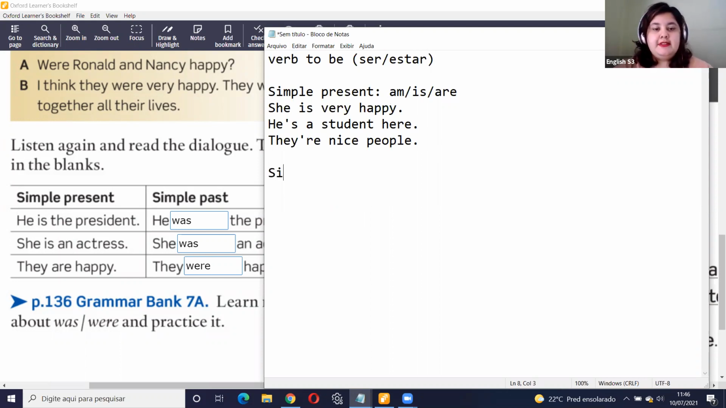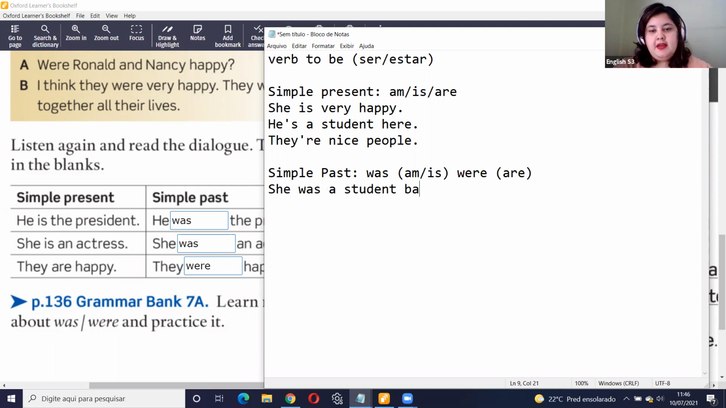And if we use it in the simple past, we use was in the case of am or is, and were, which is the past of are, as in: she was a student back then, and they were at the beach yesterday. Okay, this is basically it.